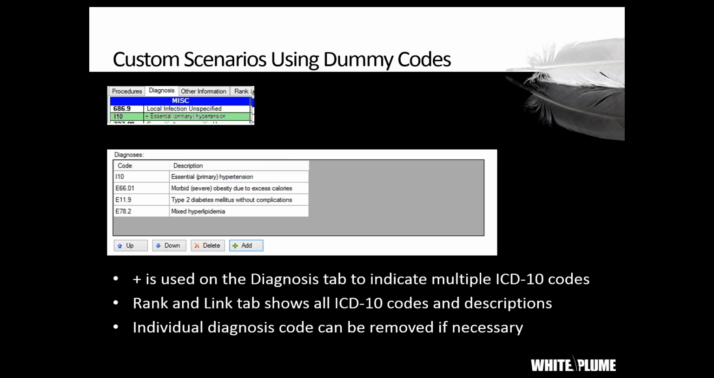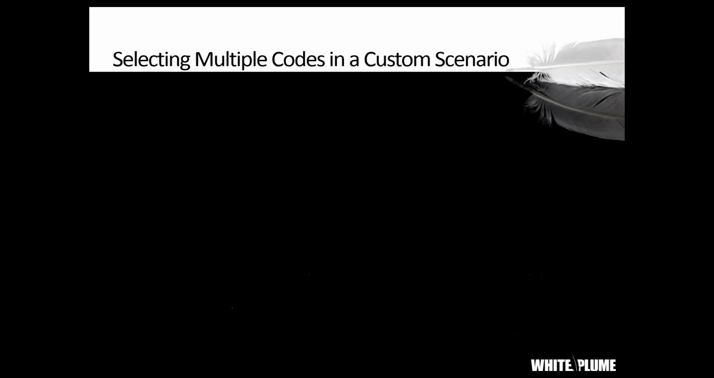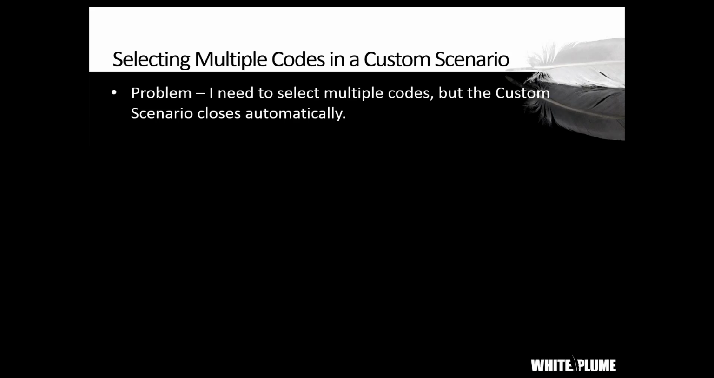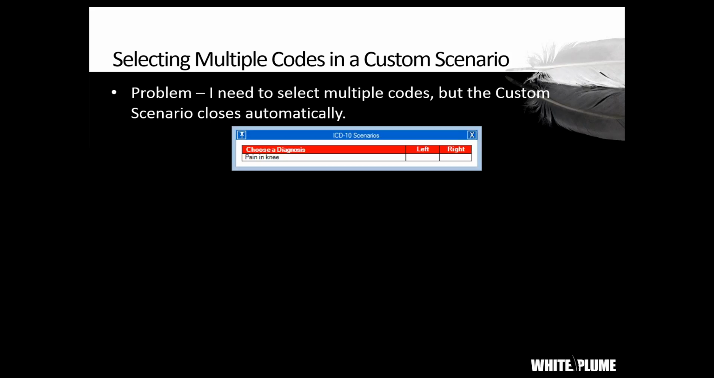What about selecting multiple codes within a custom scenario? We typically see this 2 ways that we get the question. The first is, I need to select multiple codes, but before I can do that, the custom scenario closes automatically. Let me show you an example of this, knee pain. All right, I've got to be more specific in ICD-10. Left knee versus right knee.